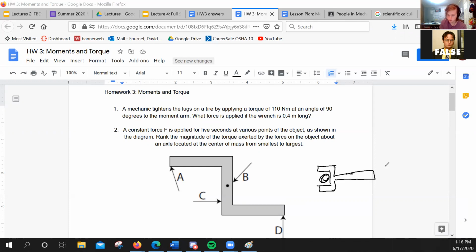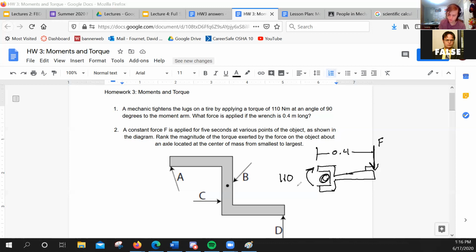So you don't really, the 90 degrees is if, because it's at 90 degrees, it is perpendicular. 90 degrees means perpendicular, or vice versa. So basically what it's saying is, here's our wrench lug thing. There is a torque about it, let's say this way, which is 110. And there's some force being applied over here. It is at a 90-degree angle, which means it's perpendicular. And it has told us now that the distance is 0.4.